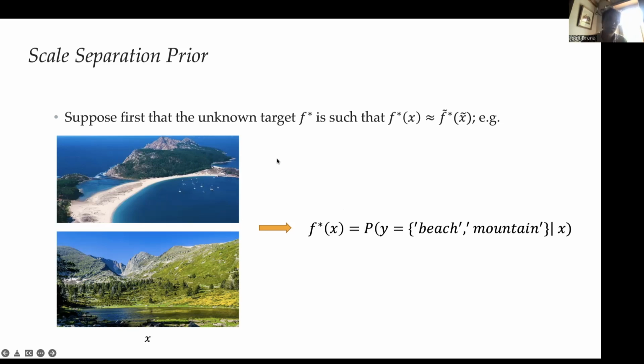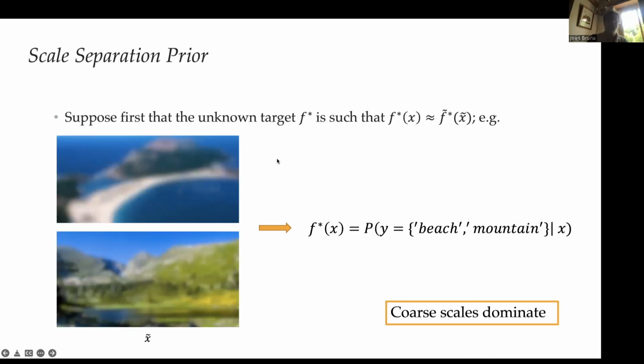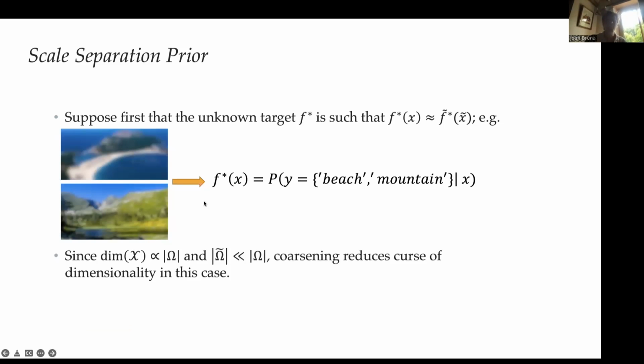So in other words, if I now remove the details and just look at the coarse scale, as here, I guess you can all still tell that at the top we have a beach, and at the bottom we have a mountain, right? So here's an example where the coarse scales dominate. Here I'm in a problem where, to approximate this function f star, I don't need to think of the input x as being high resolution. I can just focus on the right-hand side.